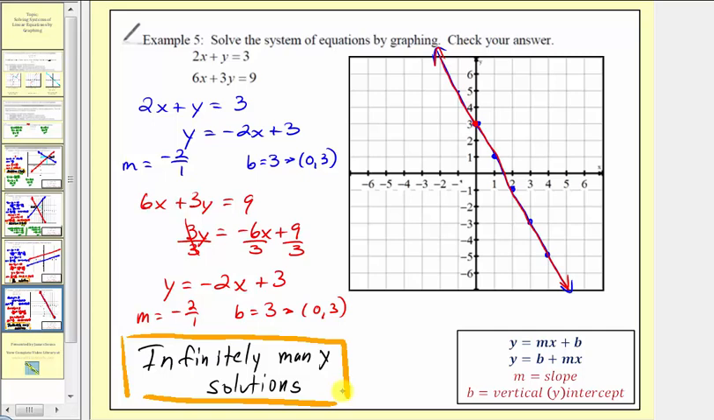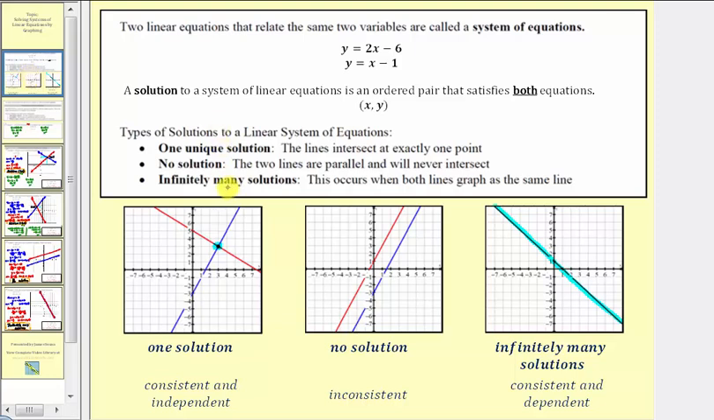Now I know there were two parts of this lesson, but we've now seen all three types of solutions to systems of linear equations when solving graphically.